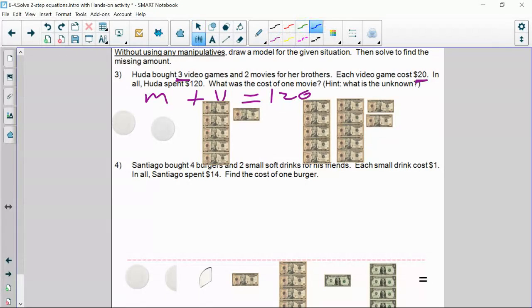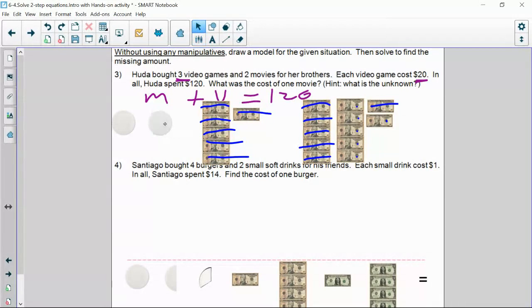So I'm going to cancel out for every 10 on the left side, I take out a 10 on the right side. For every 10 here, 10 there. Okay, so we're going to take out 6 10s on both sides. So what does that leave me with? 10, 20, 30, 40, 50, 60. We have to split up that 60 between our 2 movies here.